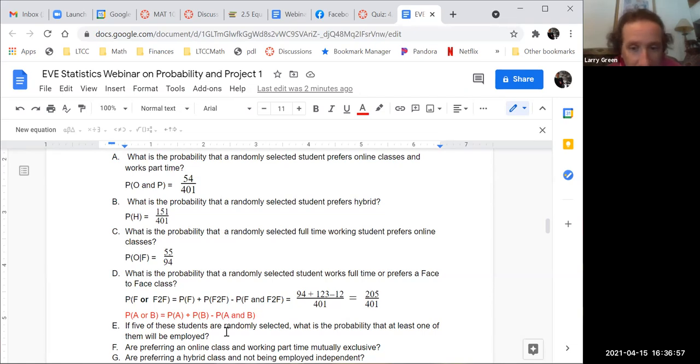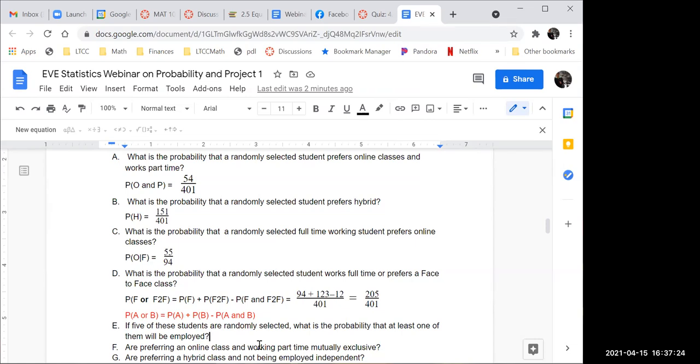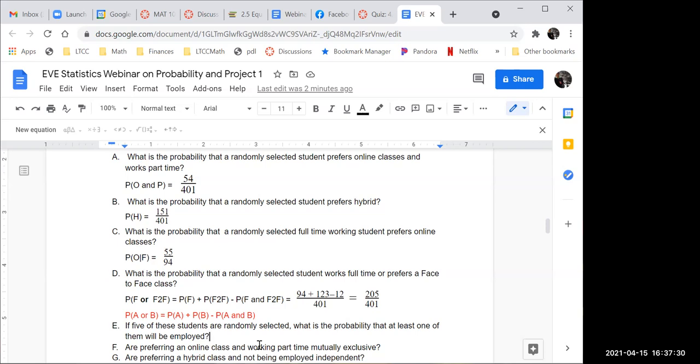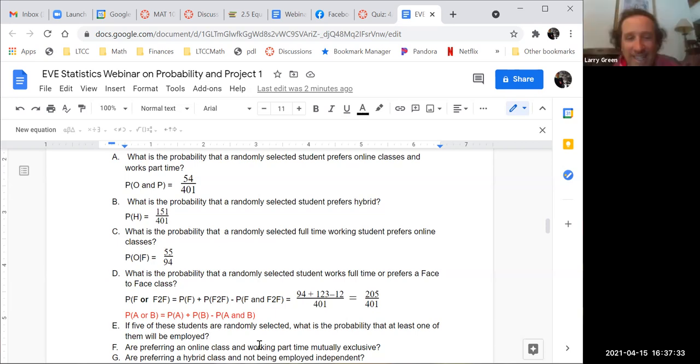All right. So now, part E. If 5 of these students are randomly selected, what is the probability that at least one of them will be employed? Okay. How do we do that? Any suggestions? You add everybody that works part-time and full-time together. You could do that, but that's actually harder than another way. That's the hard way. We can use what's called the rule of complements. So let me write this down.